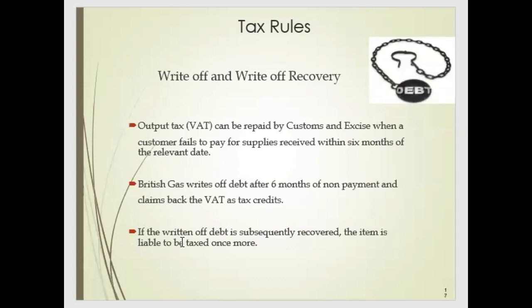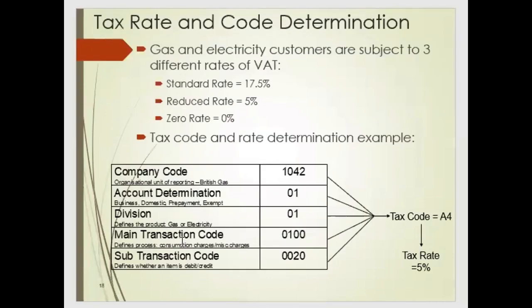Now, if anything is written off and that is not cleared from your open items, in that case there will be taxation again on top of that. In that case, we also create another write-off or write-off recovery tax code. So all these scenarios we consider during the configuration. Now you can see what we are doing till now. We are doing company code, account determination, division, main transaction, sub transaction, and that links to the tax code, where it links at the general ledger level. You can recollect the diagram.